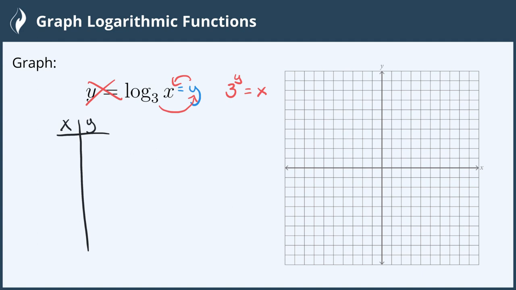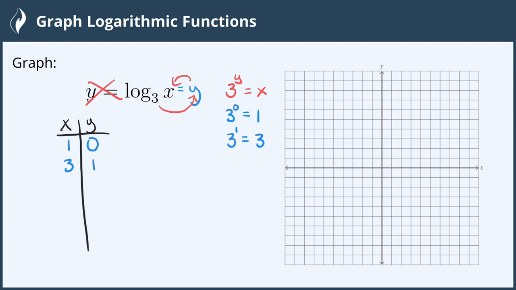So it's a little backwards how we're going to be picking the y values and then solving for the x, because it'll be easier to solve this by substituting in some y's. So let's do 3 to the 0 for the y. 3 to the 0 is 1. So if we put 0 in for y, we have a 1 for x. Now let's go ahead and substitute a 1 in for y, which gives us a 3 for the x. So if we have 1 for y, we get a 3 for the x.